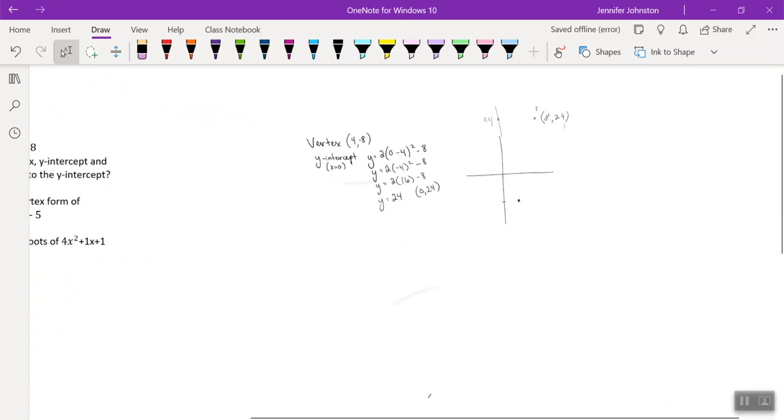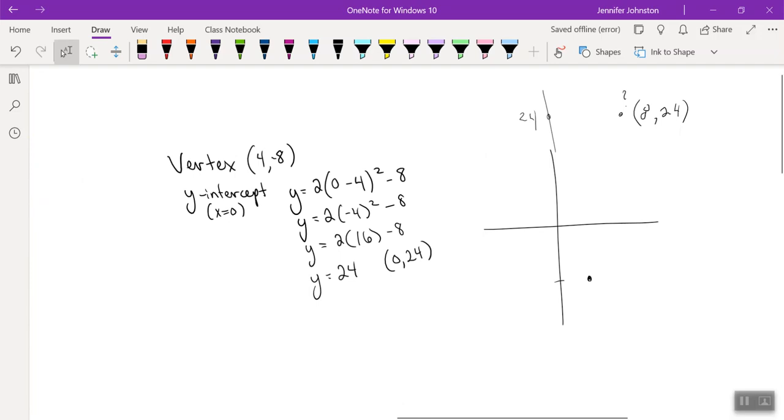Alright, for that solution, we have the vertex is (4, -8), because we have the equation y is equal to 2(x - 4)² - 8. So we get the vertex from taking the opposite sign of our h value and the sign of our k value. And then for finding the y-intercept, we make x equal to 0 and solve. So here we get 0, 24. In order to find the point that is symmetric, the hint was to double the x of your vertex. So if we double the x, double 4, we get 8. So it's going to be at (8, 24).